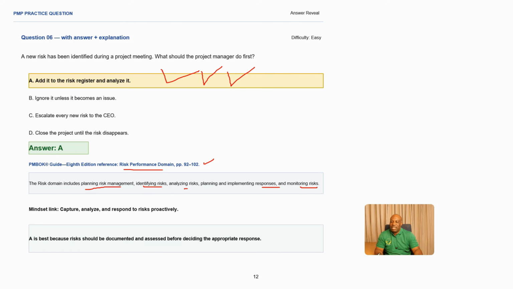So what mindset did we apply in this question? You need to capture, you need to analyze, and also respond to risk proactively, which is very important. So never ignore a risk in any project environment. Making A the best answer, because risks should be documented, they should be assessed before deciding the appropriate response that you're going to do for that risk. Making A the best answer.